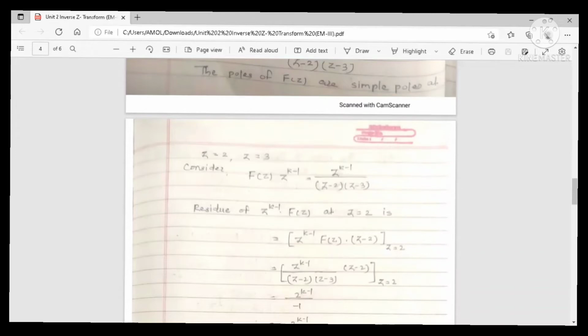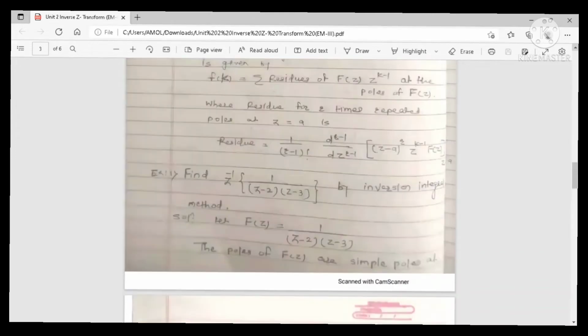So if r is equal to 1, then how to find the residue? r is 1 means 1 minus 1, 0. 0 factorial is 1, so this first term is 1. Again, r is equal to 1, so 1 minus 1 is 0. d raised to 0 means 1, so this term is also 1.